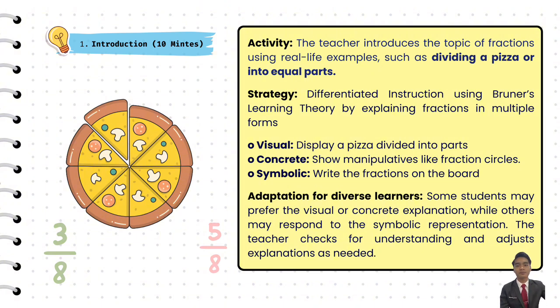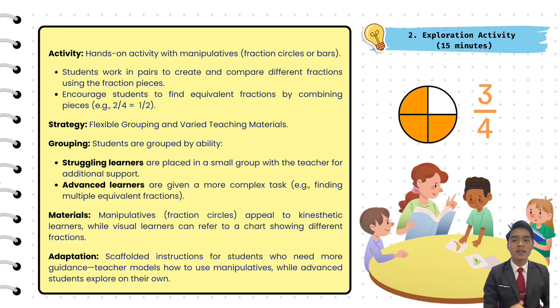The second step in this lesson plan is the exploration activity, which takes 15 minutes. Activity: a hands-on activity with manipulatives, fraction circles or bars for example. Students work in pairs to create and compare different fractions using the fraction pieces. This can encourage students to find equivalent fractions by combining pieces. For example, 2/4 is equal to 1/2, which is half.